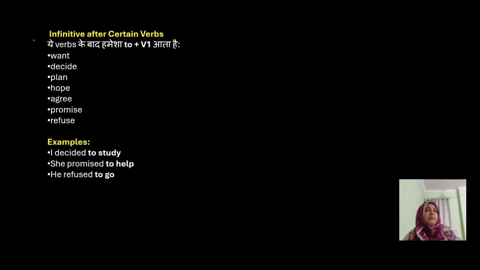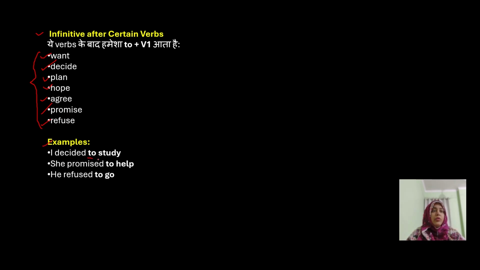Moving forward, as you can see on the screen as well, infinitive after certain verbs. We use infinitives after certain verbs, and they are fixed verbs. So you have to remember and note them, because it is very necessary for your exam. Let's see what these verbs are. Want, decide, plan, hope, agree, promise, refuse. All these verbs are permanent, and where you see these verbs in a sentence, what is the hint you are getting? That you have to use the infinitive. You have to use to in front of them. It is compulsory.